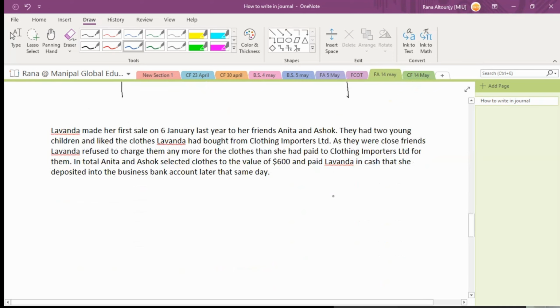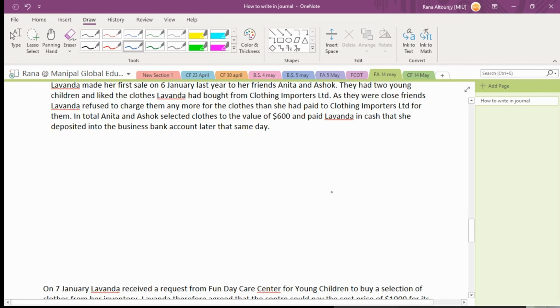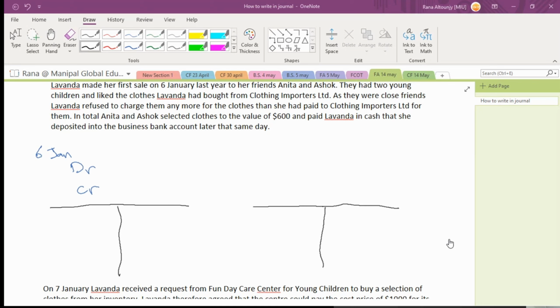Lavanda made her first sale on 6 January last year to her friends Anita and Ashok. They had 2 young children and liked the clothes Lavanda had bought from the clothing importer. As they were close friends, Lavanda refused to charge them any more for the clothes than she had paid. In total, Anita and Ashok selected clothes of $600 and paid in cash. So she sold clothes of $600 and she received the money in cash. This happened on 6 January.